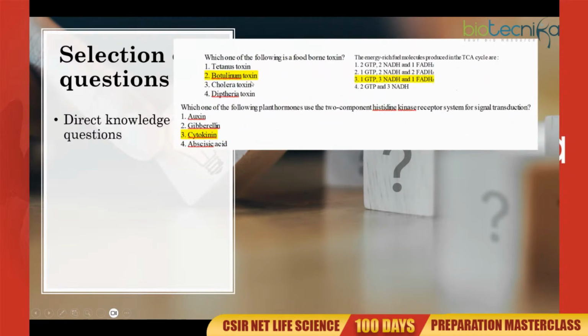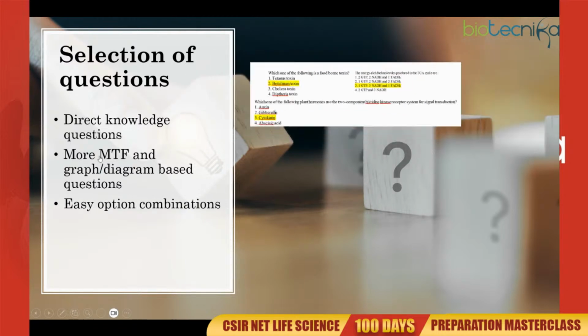Which of the following is a foodborne toxin? How much energy is produced in the TCA cycle? Which out of these uses the two component histidine kinase receptor? So these you either know or you don't know. Provided you have prepared these units, definitely go for these direct questions, because they are from part B, very easy, and you can solve them quickly. It will save time for you.